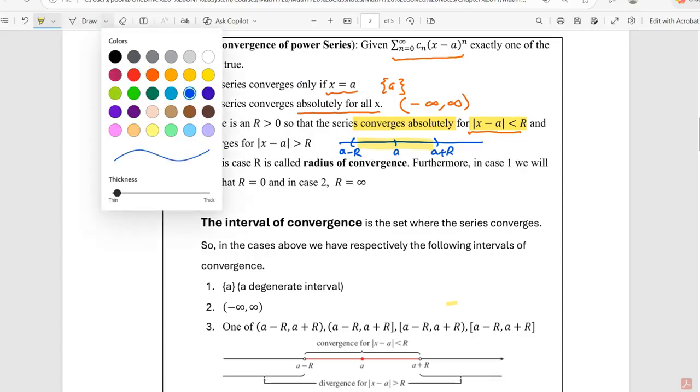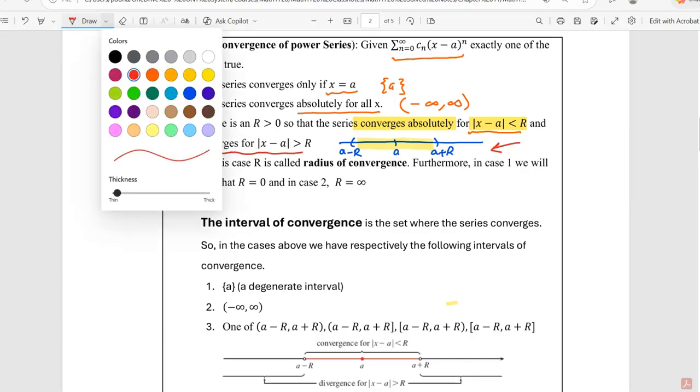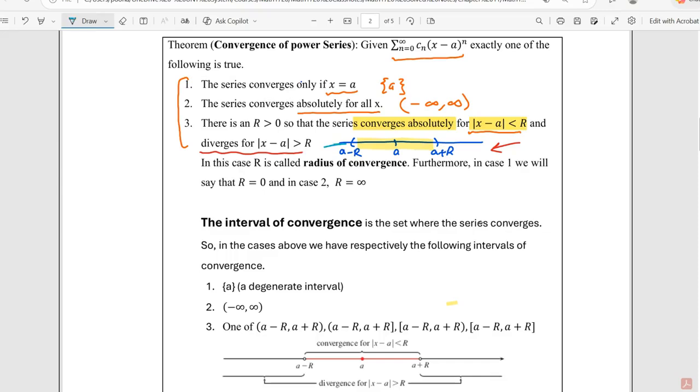These values you should be able to see visually as this. So these values mean everything from a minus R to a plus R, and the series diverges for anything outside. So if you take anything outside here, that means if x is less than a minus R or x is more than a plus R, then it will be divergent. It is only convergent in the highlighted portion of the interval.